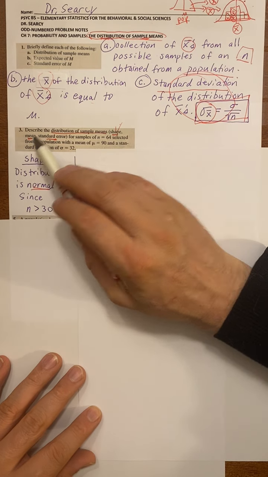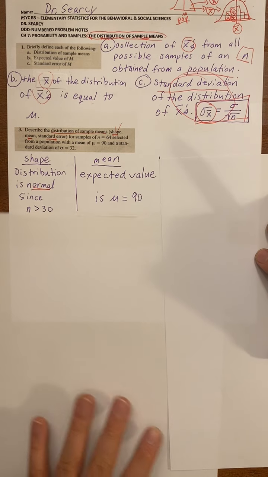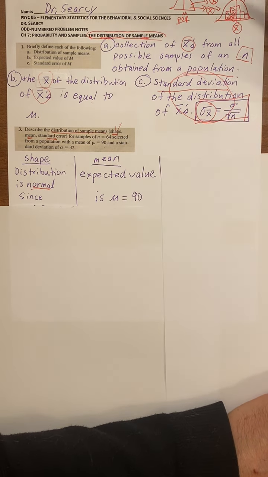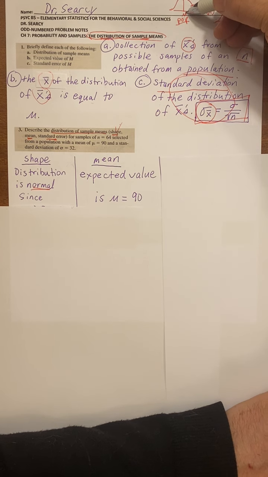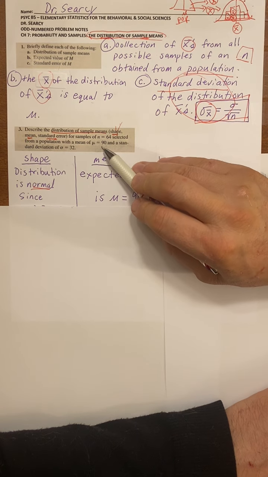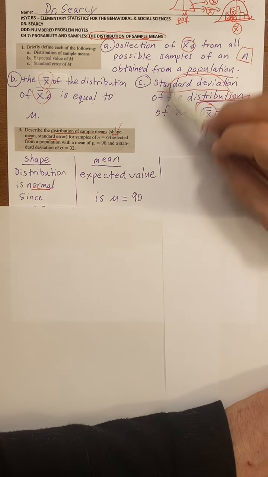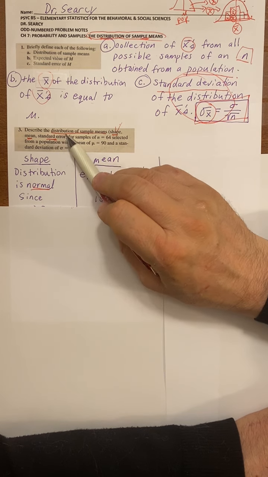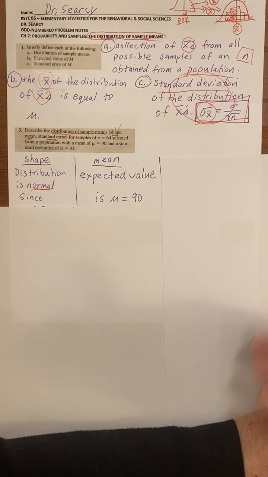Now, let's talk about the mean of this distribution of data. Here, what they're getting at is we should know what the mean of the distribution of the sample means is because we know what the mean of the population is that it came from, right? So the mean of the population was 90. Because the two are going to equal each other, then we should expect the mean of the distribution of the sample means is also going to be 90.